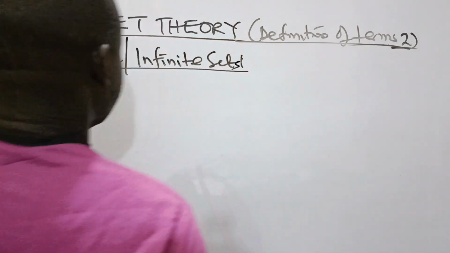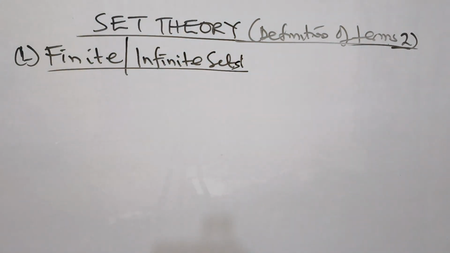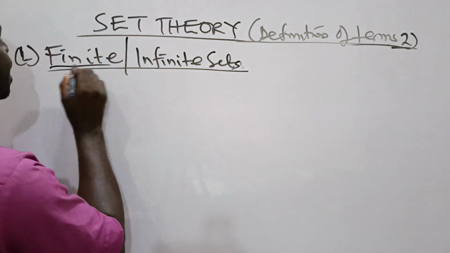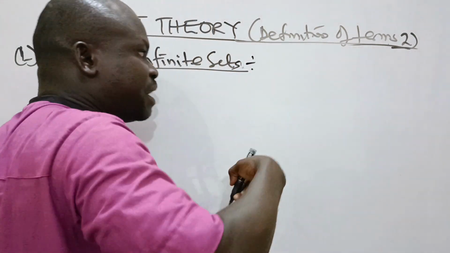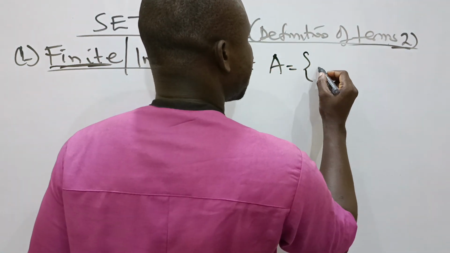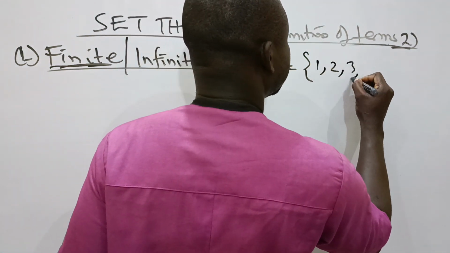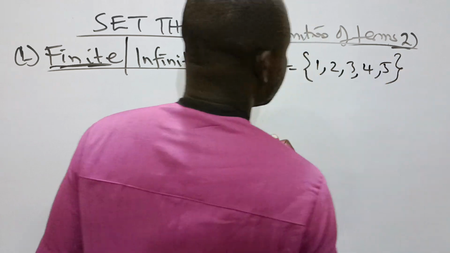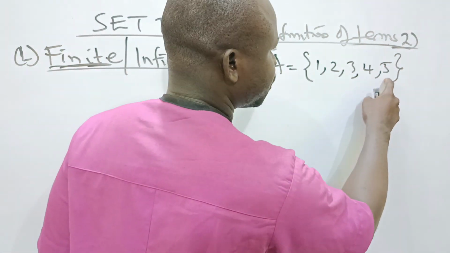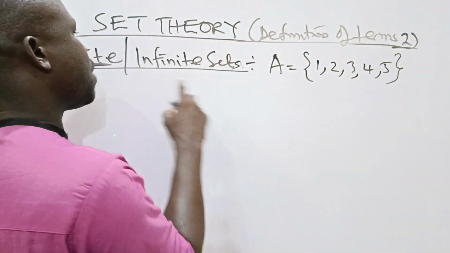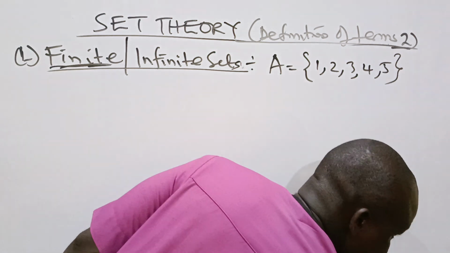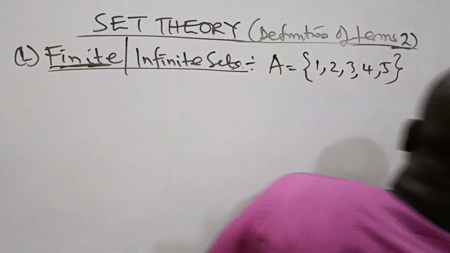A finite set is a set that has a specific number of elements. For instance, let's say A is a finite set. Then inside A, we are going to have something like 1, 2, 3, 4, 5. In this case, A consists of 5 elements, and these are specific elements. That is what we understand by a finite set.